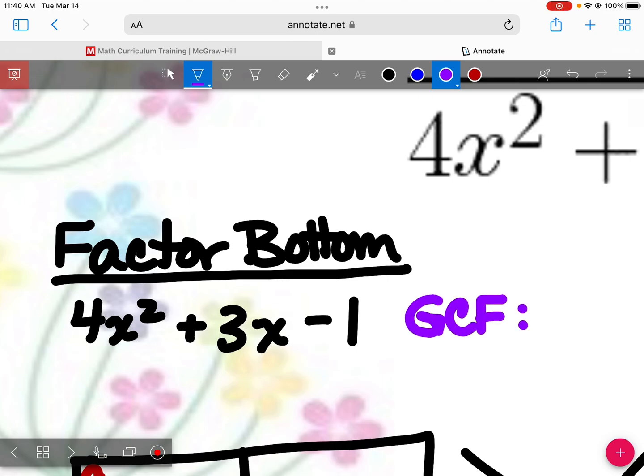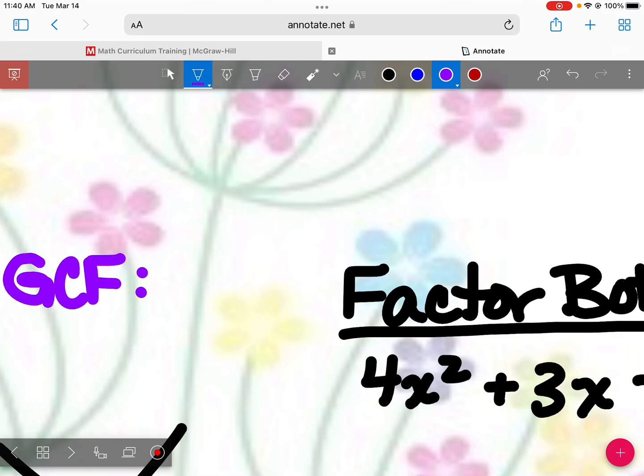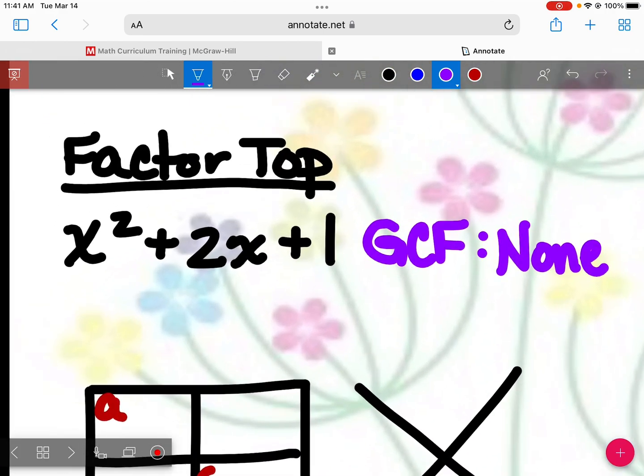Does the numerator have a GCF? You can divide them by 1, but does anything change? No. You're not wrong that 1 goes into everything. But when we're talking about our greatest common factors, we usually ignore 1 because it's not going to change anything if I take it out. All right? So no GCF.